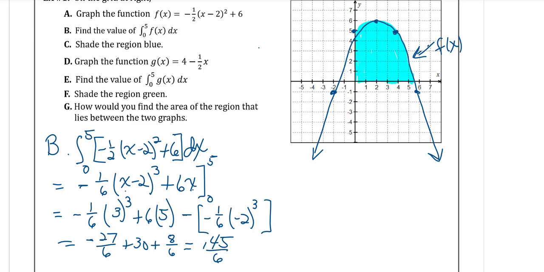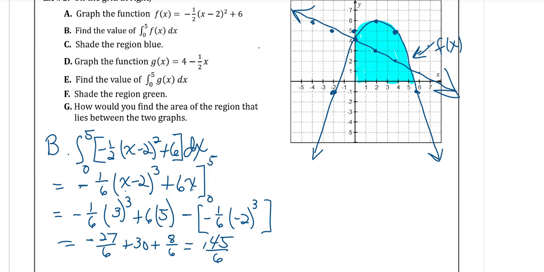Okay, and then part D says graph the line g of x equal to 4 minus 1/2 x. Okay, so we have a y-intercept at 4, and then we have a slope of negative 1/2. This is when I really wish I had my ruler tool. Okay, let's see. There we go. Not too bad.